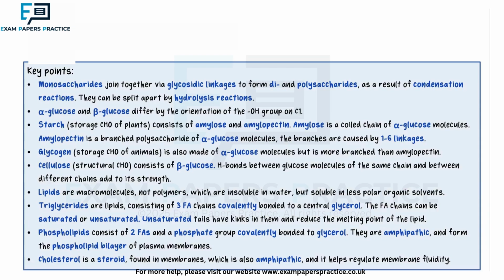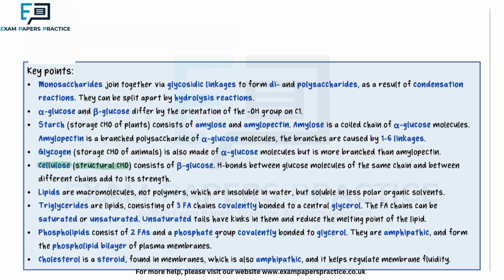So now that we have looked at carbohydrates and lipids, the key points to take away are that condensation reactions are responsible for making larger molecules from smaller molecules, such as polysaccharides from monosaccharides and triglycerides from 3 fatty acids and glycerol. They result in the formation of covalent bonds. In carbohydrates, these are glycosidic linkages, and in lipids, they are ester bonds. Starch, made up of amylose and amylopectin, and glycogen are storage carbohydrates of plants and animals respectively. Both molecules are made of alpha-glucose, and branches are formed by alpha-1,6 linkages.